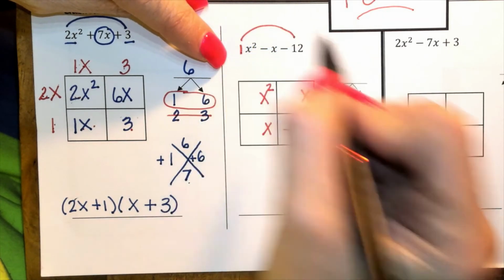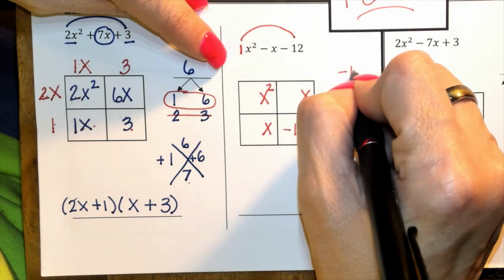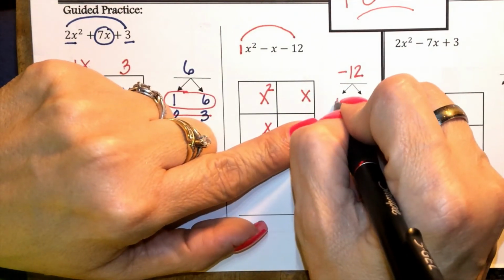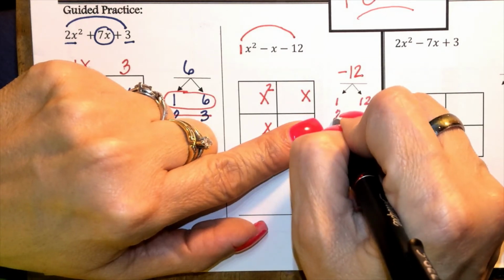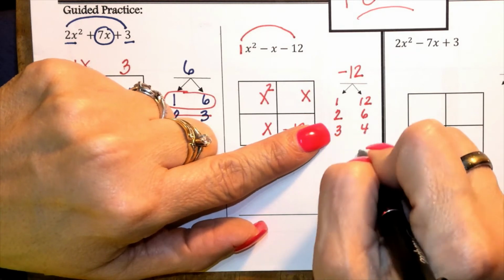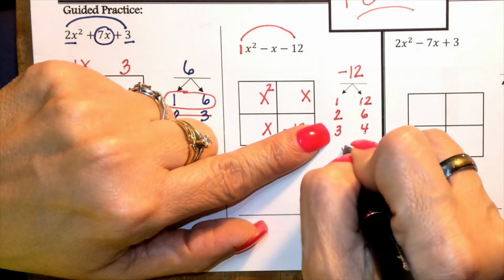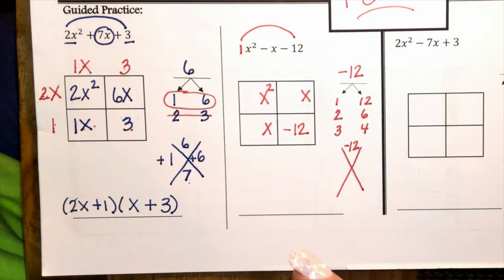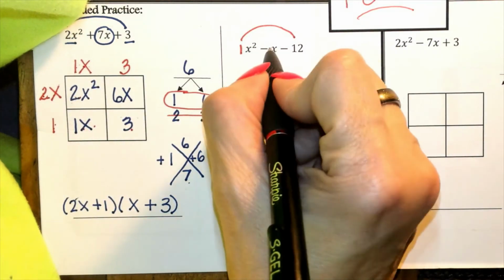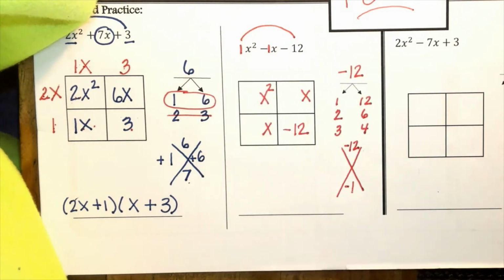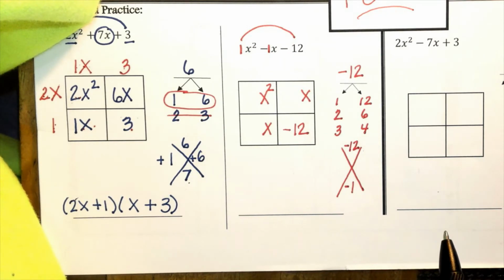Find the factors. Well, let's see. 1 times 12, 2 times 6, 3 times 4. Okay. I need to multiply to get negative 12. What am I adding to get? There's not even anything there. There's a 1. I'm adding to get negative 1. All right, the only numbers that are close together that would give me a negative 1 are going to be 3 and 4.